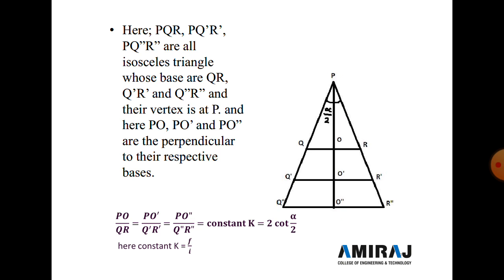Now here we apply the triangle formula for the isosceles triangle. So PO divided by QR is equal to PO dash divided by Q dash R dash, and the third is PO double dash divided by Q double dash R double dash, which is equal to a constant K. This value is a constant, equal to 2 cot alpha by 2. Here alpha by 2 is half of the entire angle: the total angle is alpha and the half angle is alpha by 2. So here the constant K we take as f upon i.